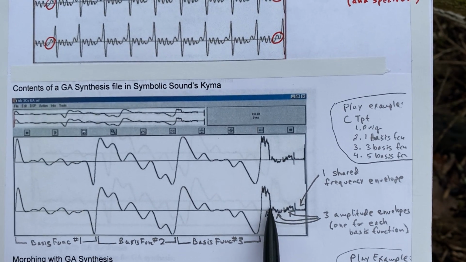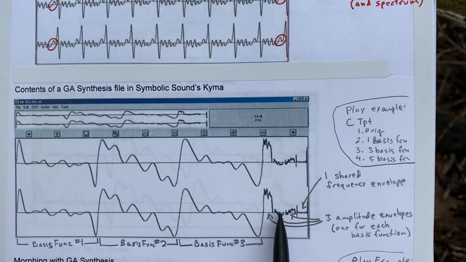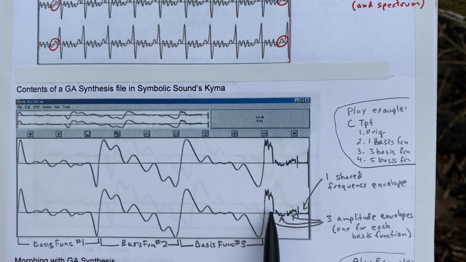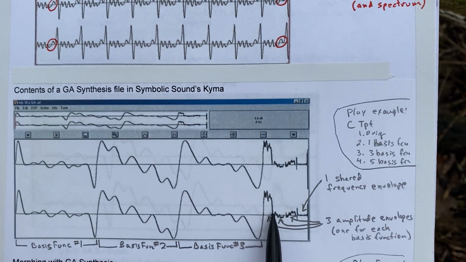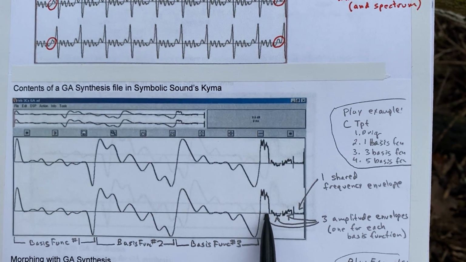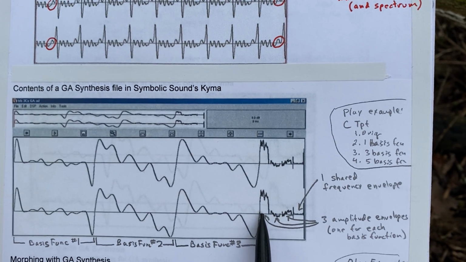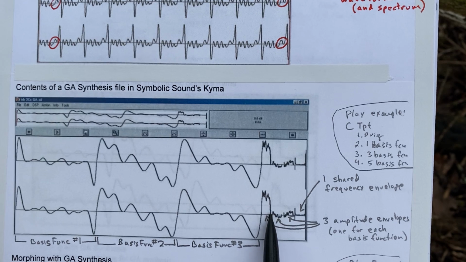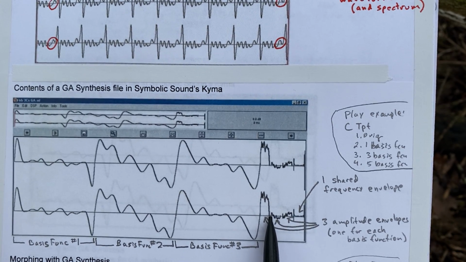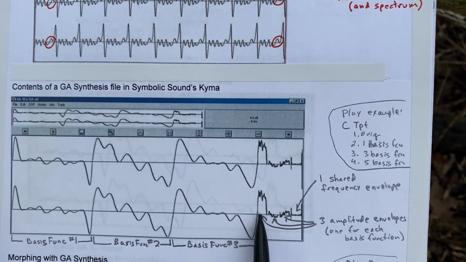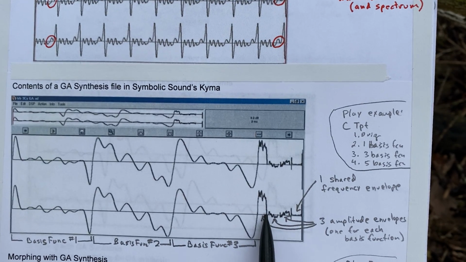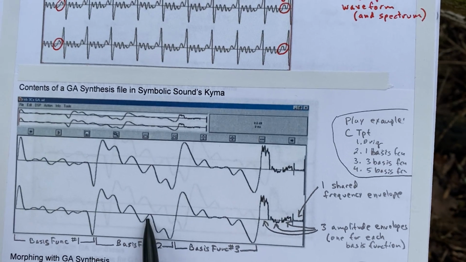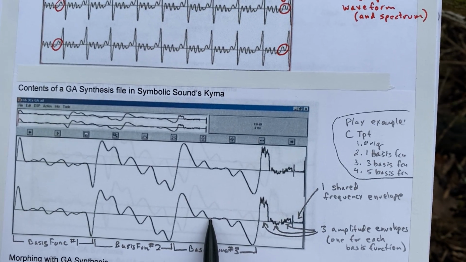And what do you have over here? Well, these little things here are three amplitude envelopes. This is the amplitude envelope for the first basis function. These are 4,096 points. We only have 128 points here, so it looks kind of small. But this is just showing what's inside this file after the genetic algorithm is run. So here we have the amplitude envelope for this first one, then the amplitude envelope for the second one and the amplitude envelope for the third one.